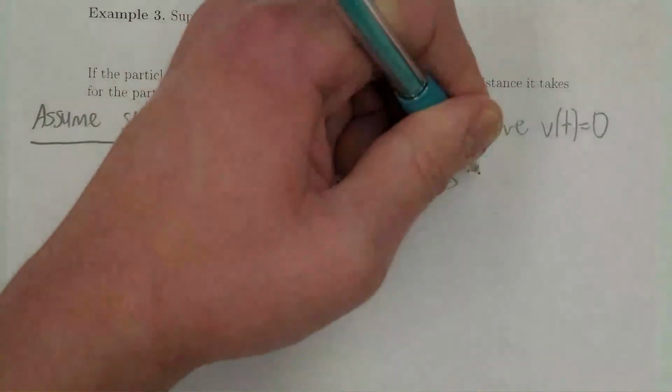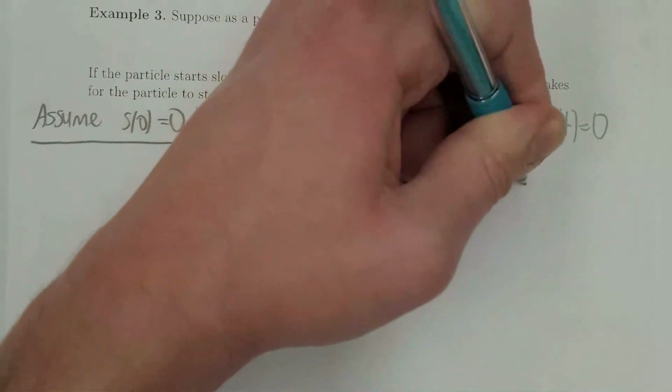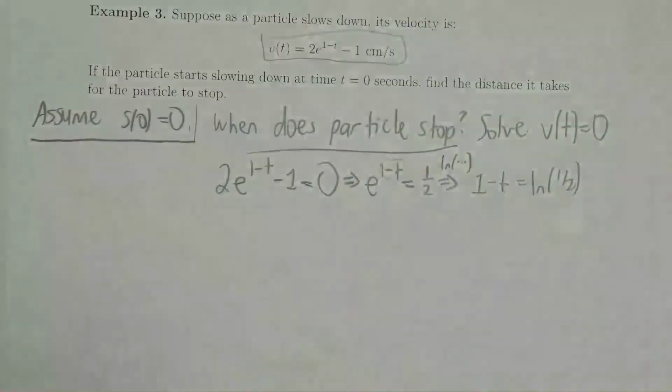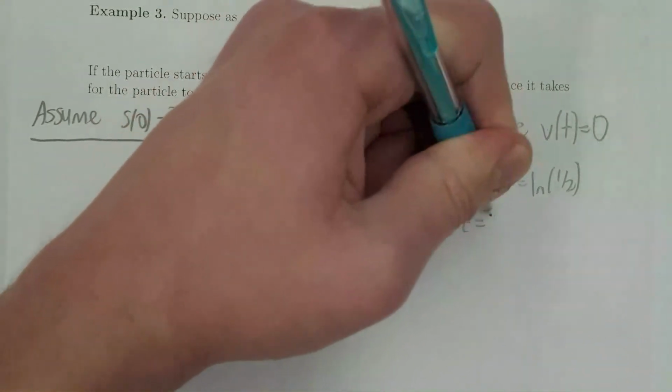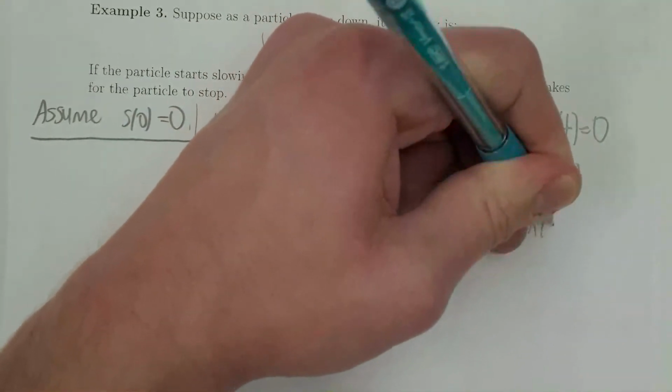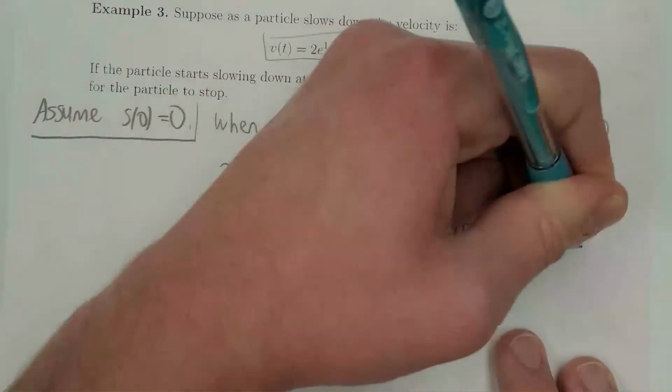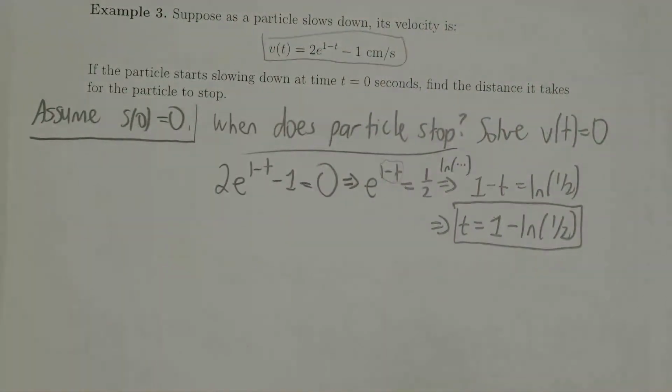So we have 1 minus t is equal to natural log of 1/2. And then a quick bit of algebra later gets you that t is equal to 1 minus natural log of 1/2. So that's when the particle stops, or at least that's the exact value.